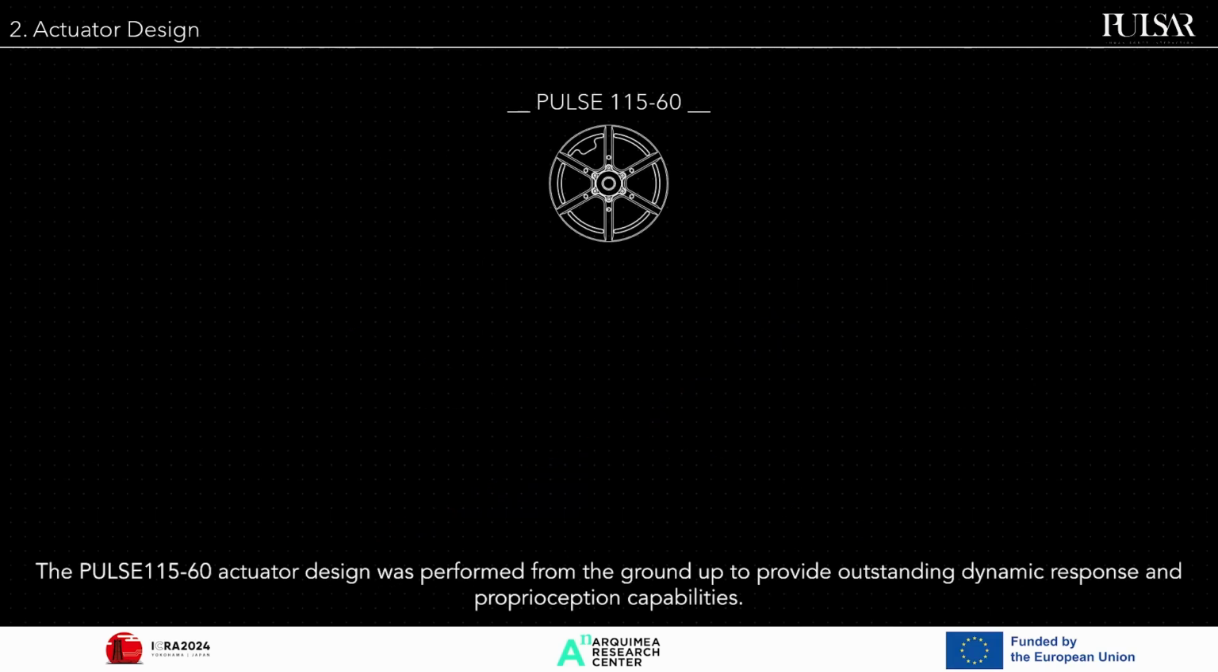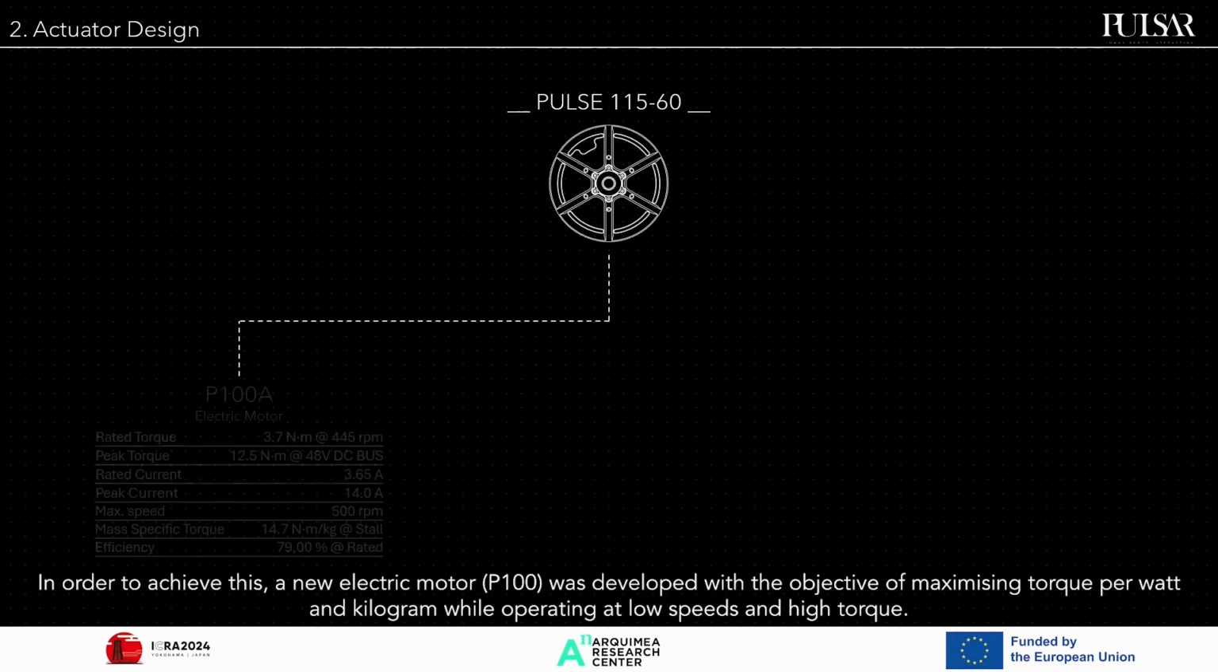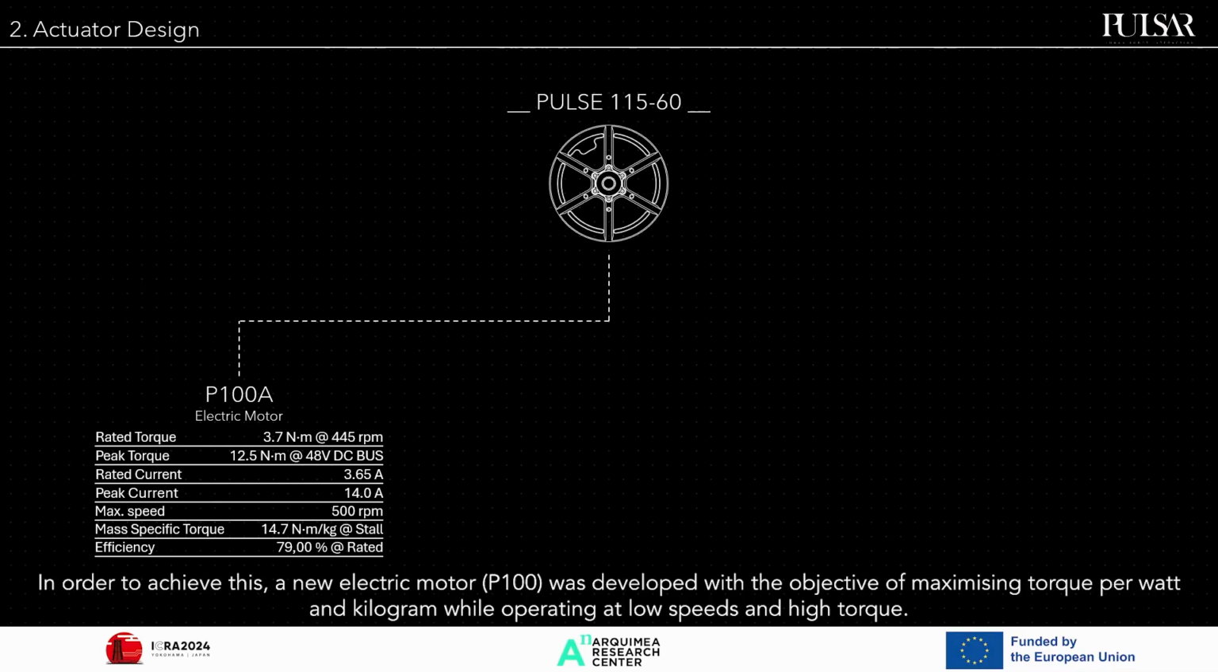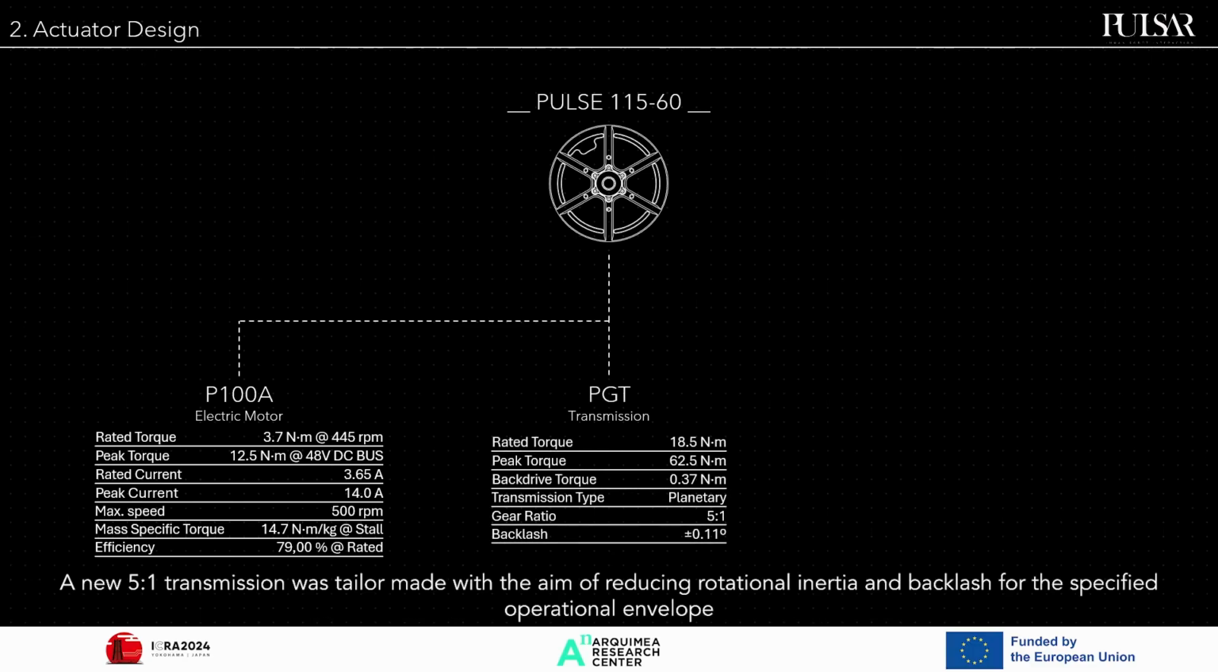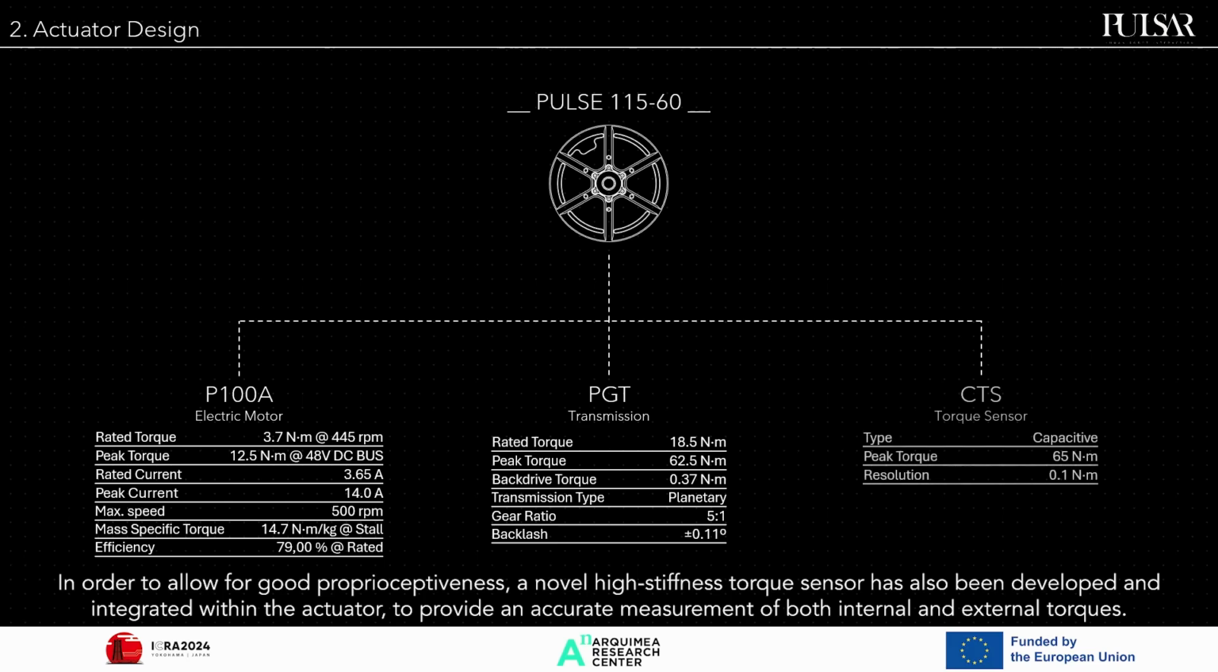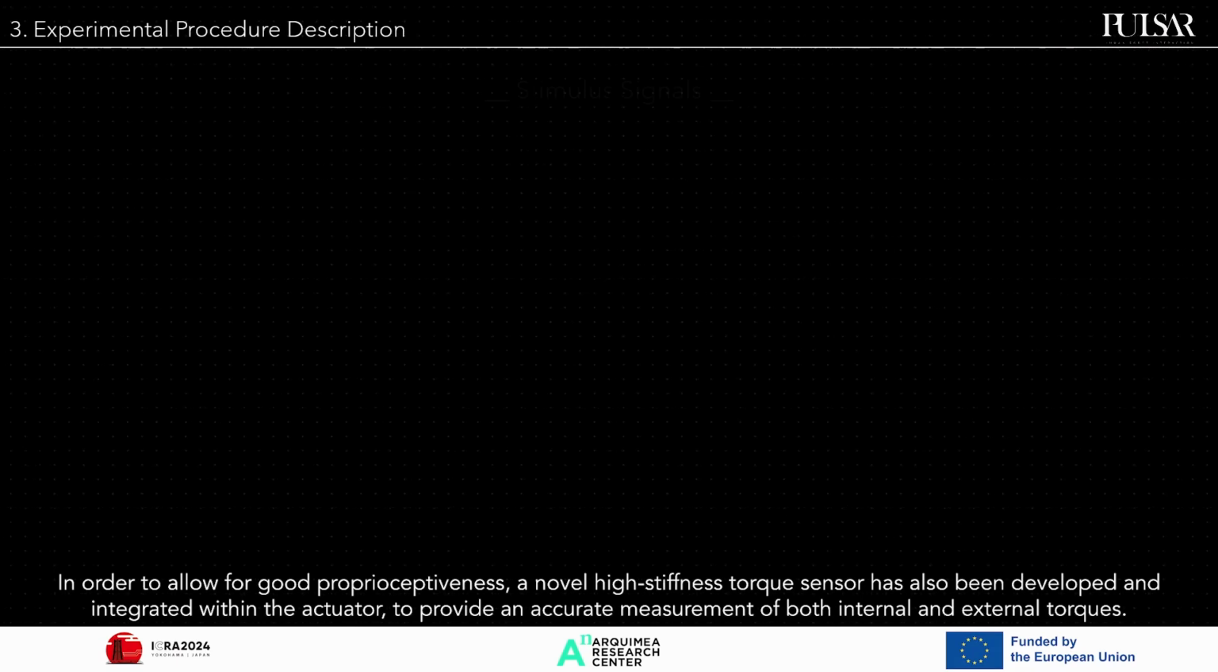The Pulse 11560 actuator design was performed from the ground up to provide outstanding dynamic response and proprioception capabilities. In order to achieve this, a new electric motor, P100, was developed with the objective of maximizing torque per watt and kilogram while operating at low speed and high torque. A new 5-to-1 transmission was tailor-made with the aim of reducing rotational inertia and backlash for the specified operational envelope. In order to allow for good proprioceptiveness, a novel high-stiffness torque sensor has also been developed and integrated within the actuator to provide an accurate measurement of both internal and external torques.